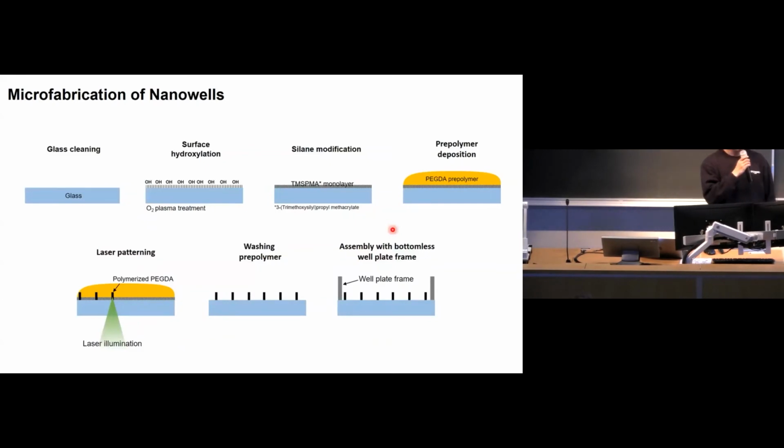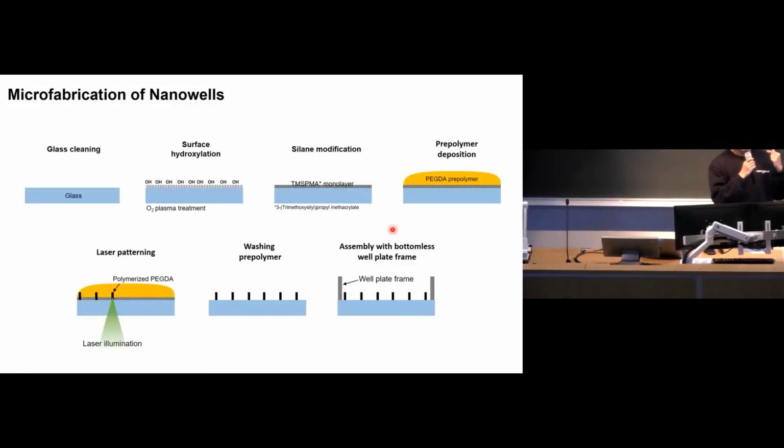Here is the microfabrication process for nanowells. Before we start, we should clean the glass very thoroughly, and then we did hydroxylation treatment on the surface. The hydroxylation treatment is for the silane modification, which can bond the organic matter, which is polymer, on top, and the inorganic matter, which is glass, at the bottom.